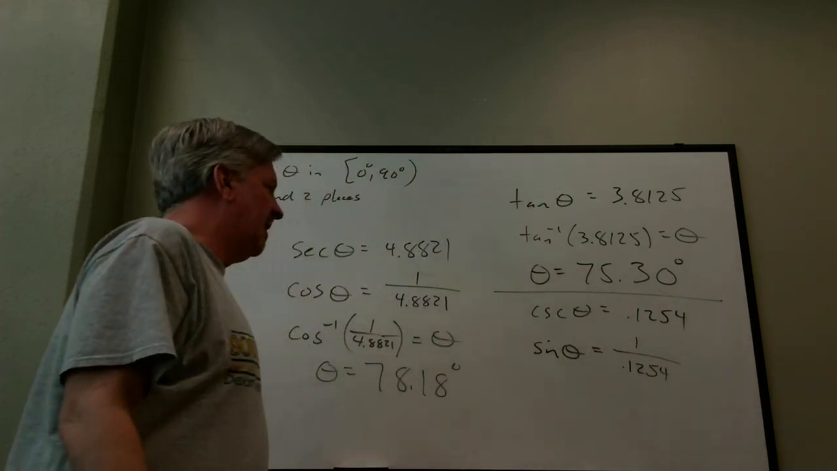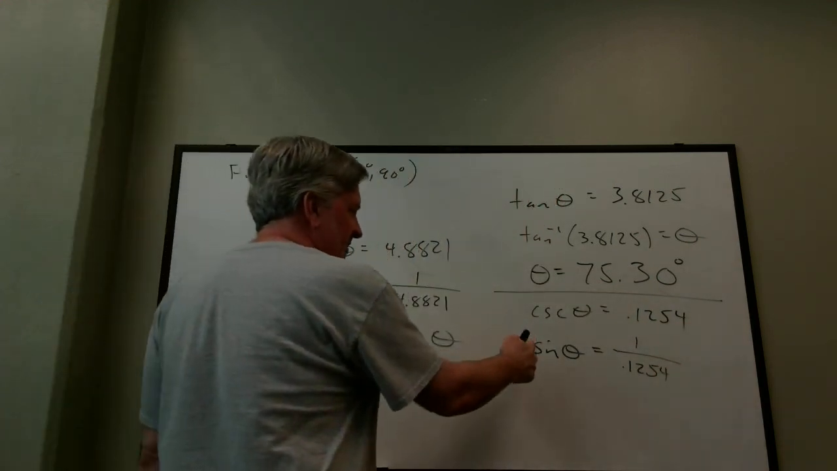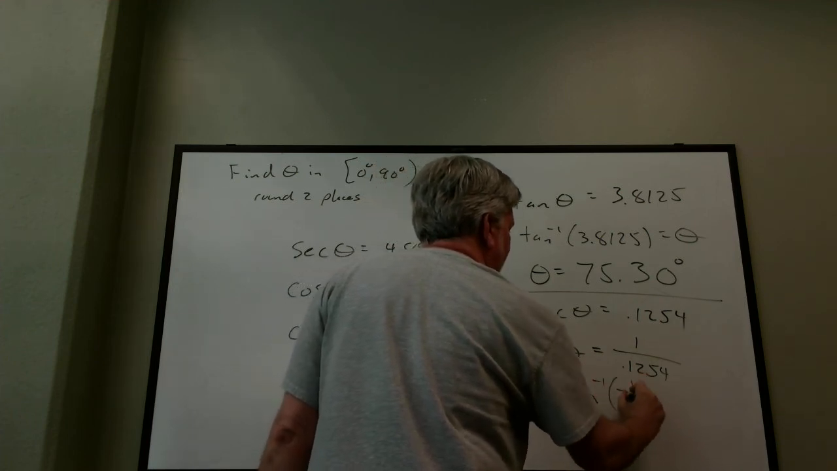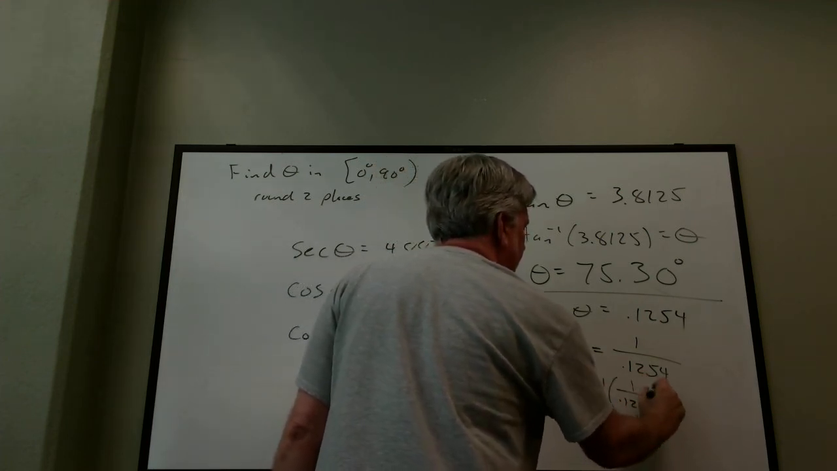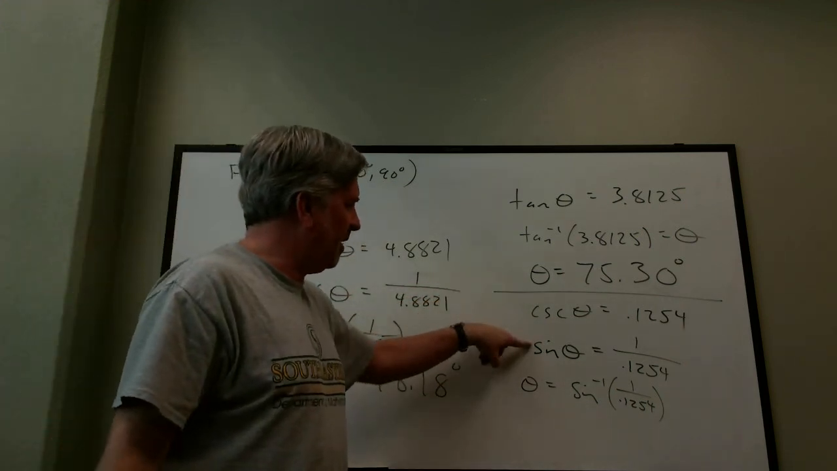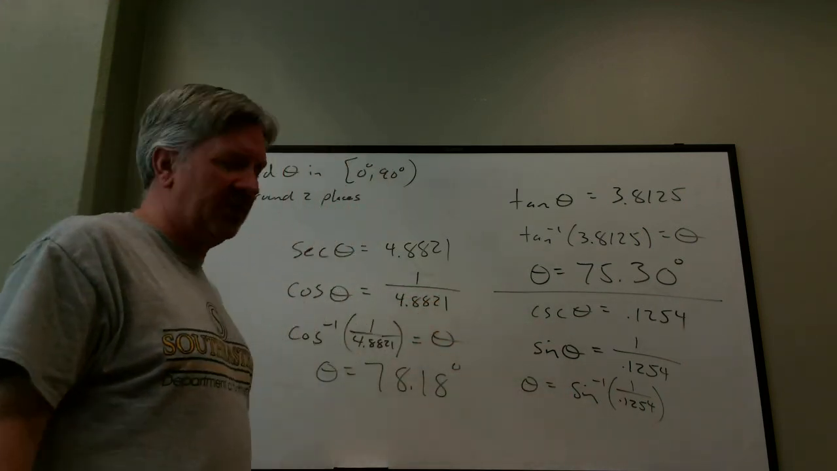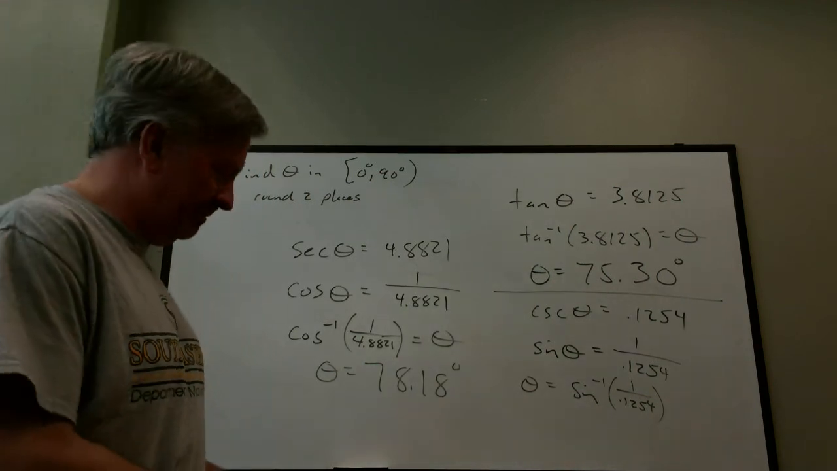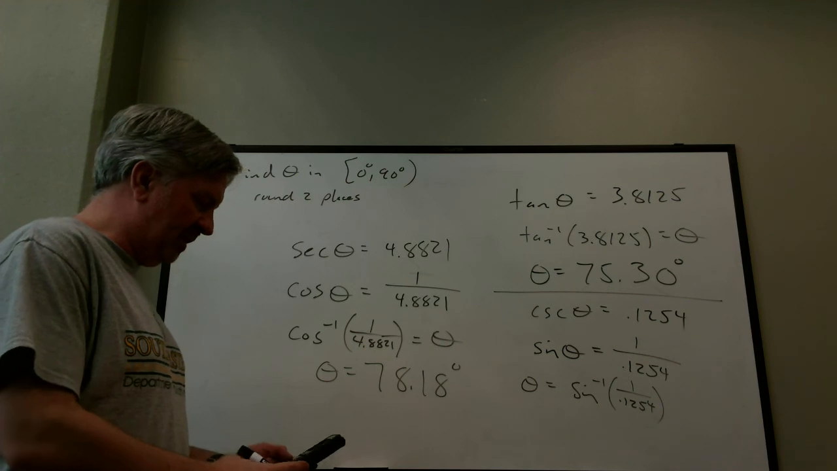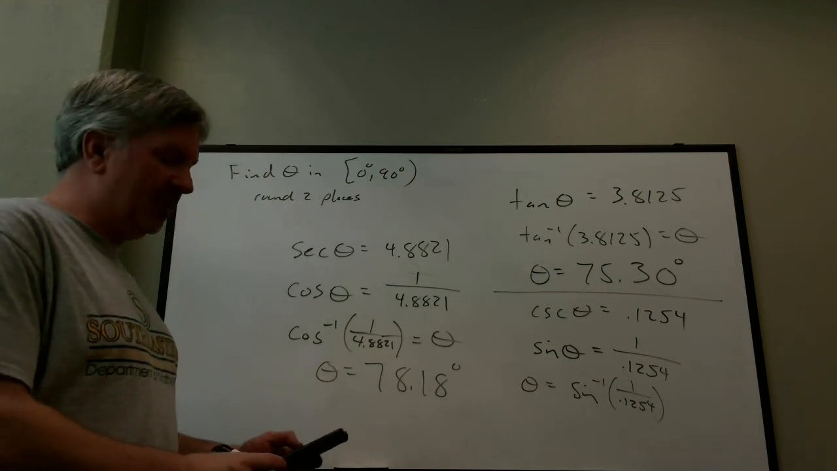wouldn't it? And then, okay, sine of an angle is a number. So theta is sine inverse of that number. Right? I'm following the exact same procedure I followed here. Change cosecant to a sine problem, then change the sine to a sine inverse. Well, if you type that in, sine inverse of 1 over 0.1254, I get error domain.